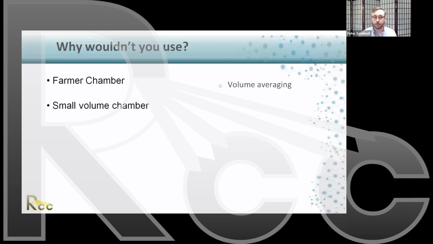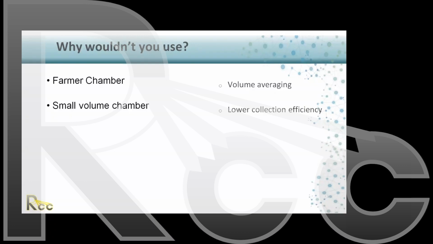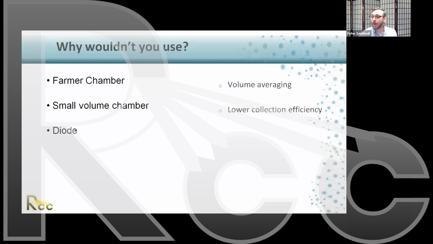So why wouldn't you use them? This is that whole apply part. Why wouldn't you use a Farmer chamber? Large volume. Yes, volume averaging. What about a small volume chamber? Why wouldn't you use it? Lower collection efficiency, and there are different reasons. Diode, why wouldn't you use a diode? There are different things. Temperature dependency. There are several different dependencies, and that really comes from the fact that they're not tissue equivalent.